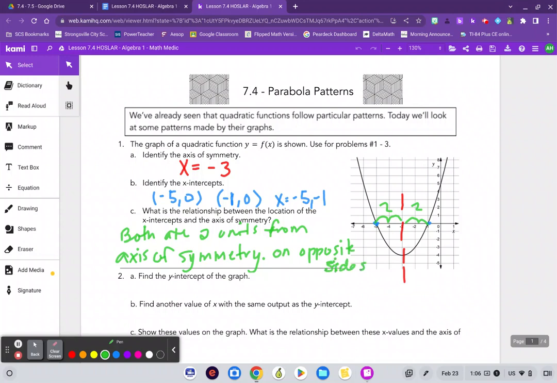This is actually going to be the recurring theme as we move throughout this lesson: the axis of symmetry and how far away points are on either side of that axis of symmetry.